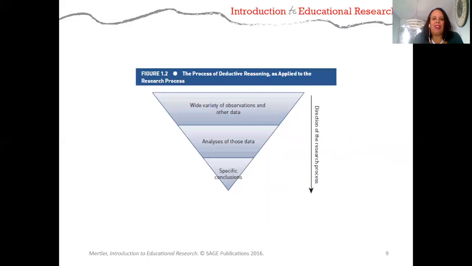So there are lots of observation and data in journals or in your experience, in your practice. There's a lot of data points out there on this particular problem. And then from all those data points, you start analyzing that data, and then you come up with a specific conclusion because of all the observation and data that's out there. So it's wide and then moving in.